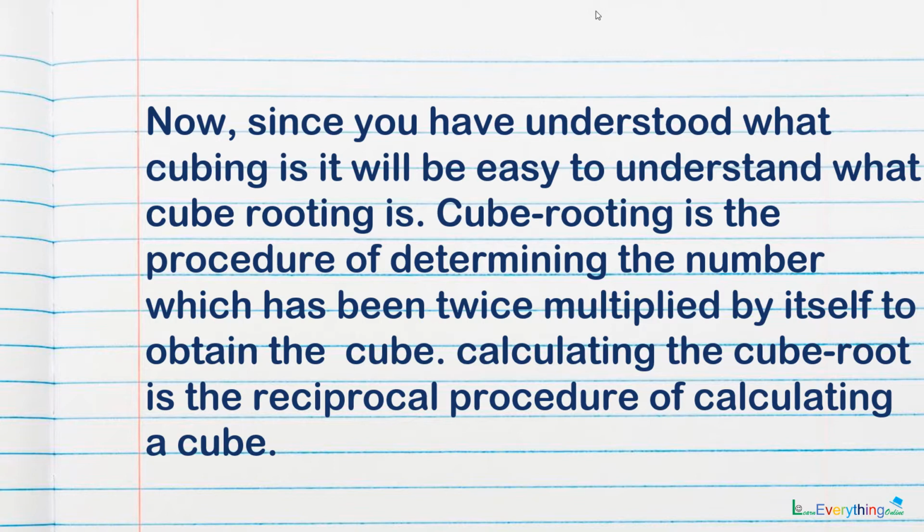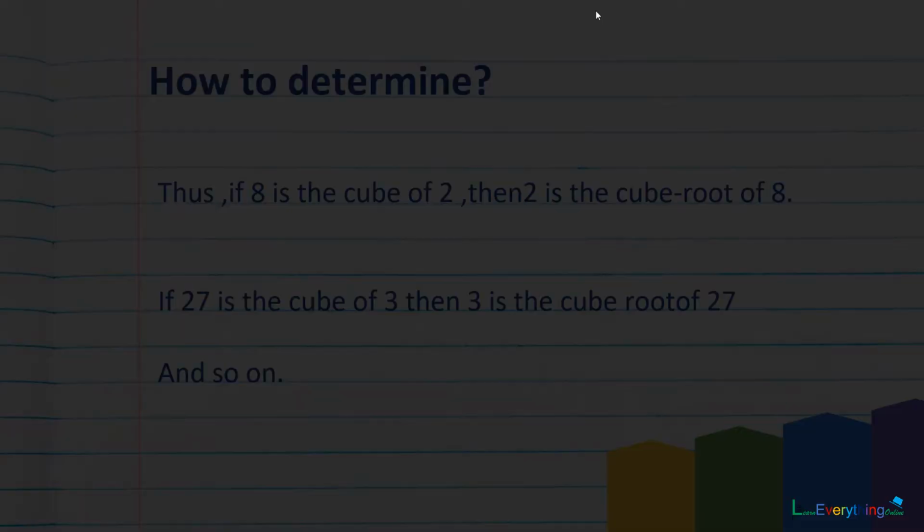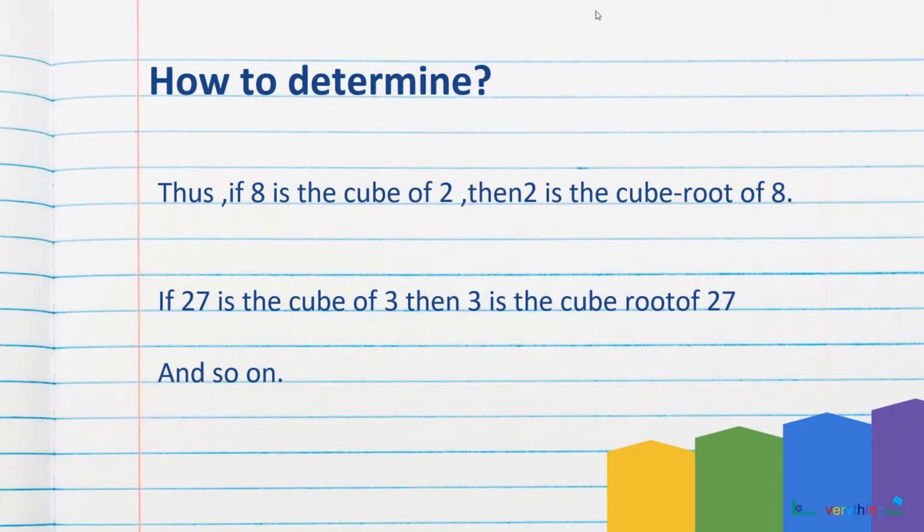Now, since you have understood what cubing is, it will be easy for you to understand what cube rooting is. Cube rooting is the procedure of determining the number which has been twice multiplied by itself to obtain the cube. Calculating the cube root is the reciprocal procedure of calculating a cube. How to determine? Thus, if 8 is the cube of 2, then 2 is the cube root of 8. If 27 is the cube of 3, then 3 is the cube root of 27, and so on.